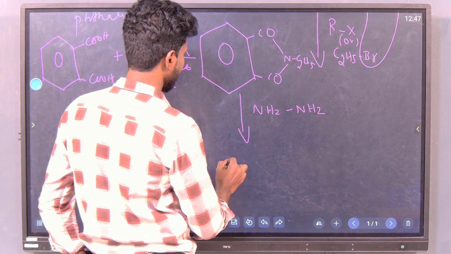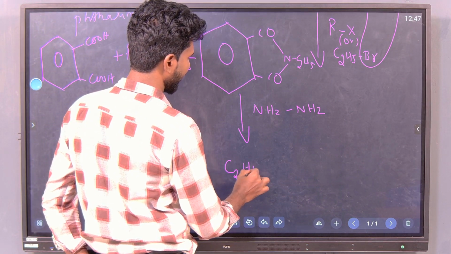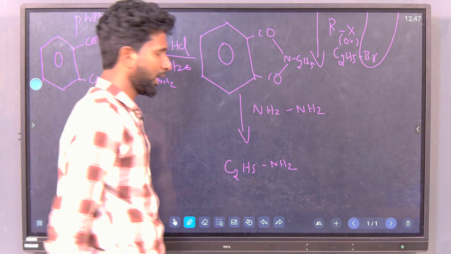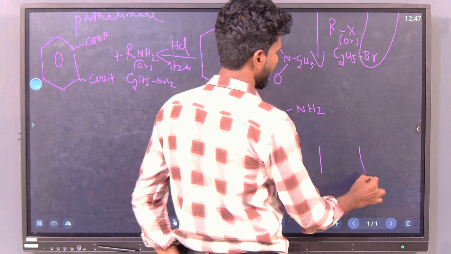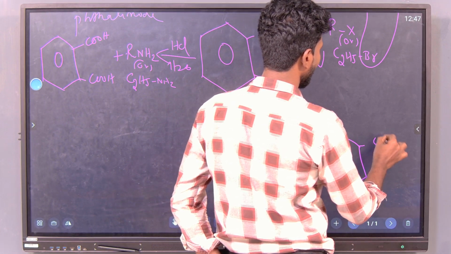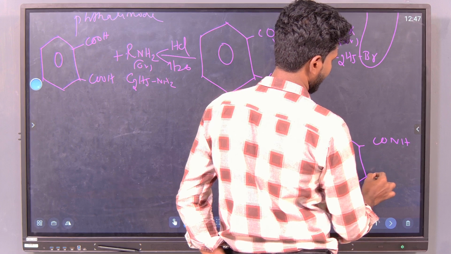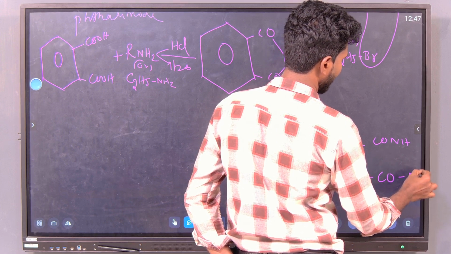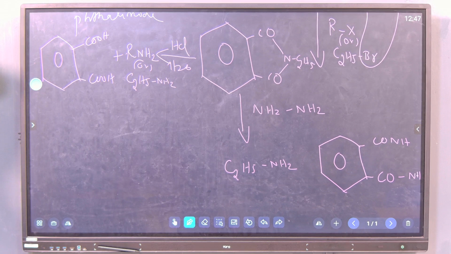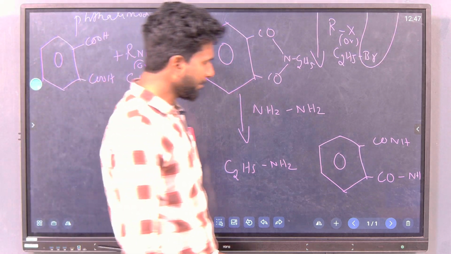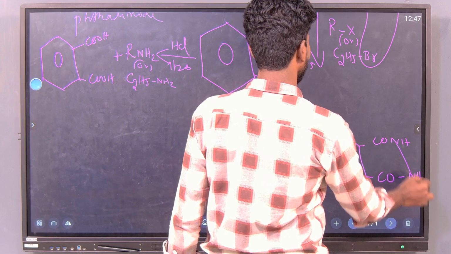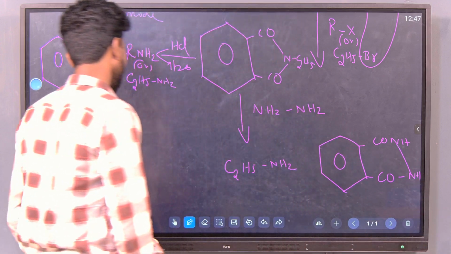What is the product? C2H5NH2, and also we get another product, CONH. Another one, CONH. This is called Gabriel phthalimide synthesis. Okay, you understand?